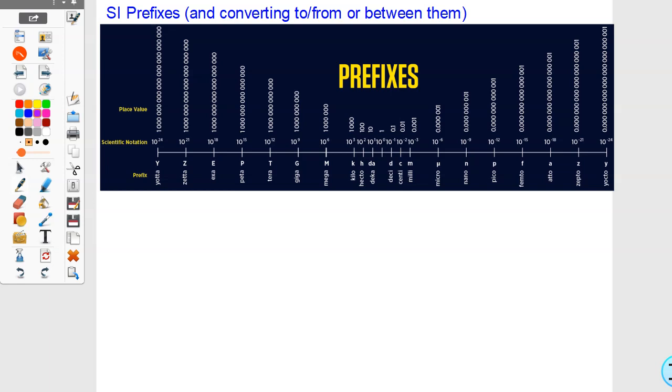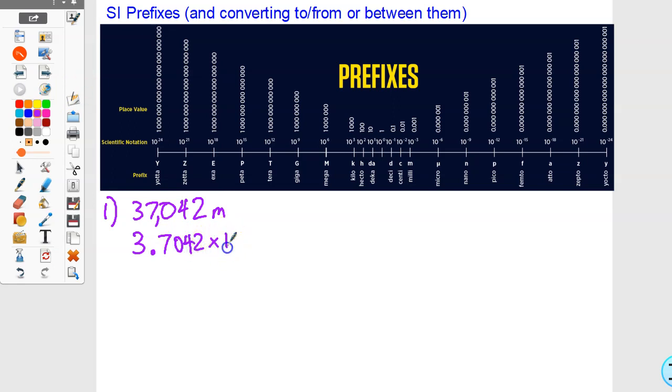All right, converting to SI prefixes, or from SI prefixes, or in between two different SI prefixes. So example one, let's say we have a number, 37,042, and it's a number of meters, and we want to rewrite this using an SI prefix. Well, one way that you could write this number is scientific notation.